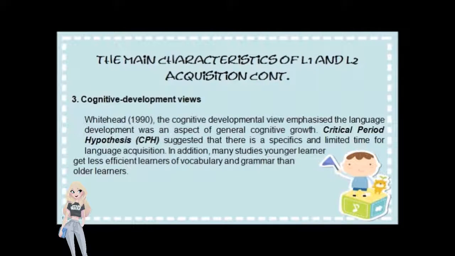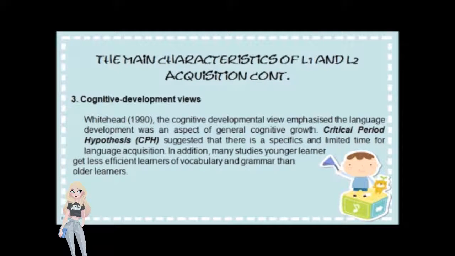Third, the cognitive developmental view. According to Whitehead in 1990, the cognitive developmental view emphasized that language development is an aspect of general cognitive growth. The critical period hypothesis suggests that there is a specific and limited time for language acquisition. In addition, many studies show younger learners are less efficient learners of vocabulary and grammar than older learners.